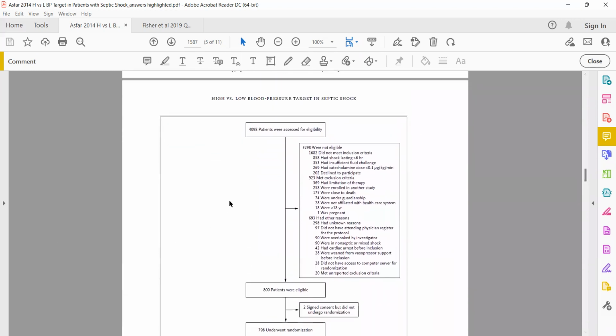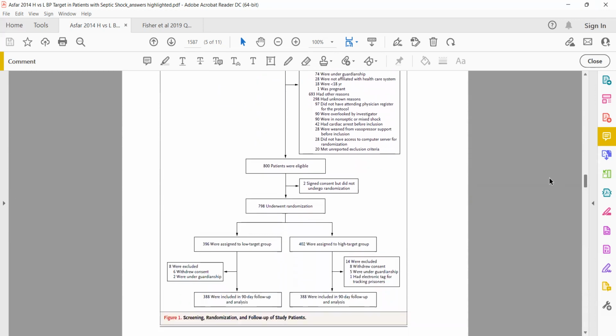If you like a visual depiction, this is really powerful, right? They began with almost over 4,000 patients, and then these are all the exclusions. So, you name it, all of these exclusions eliminated many, many thousands of patients. They began with from 4,000 to 800. And then 2 people signed consent but were not randomized. So they ended up with 798 people from over 4,000.